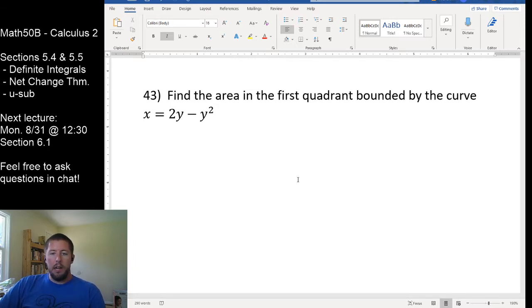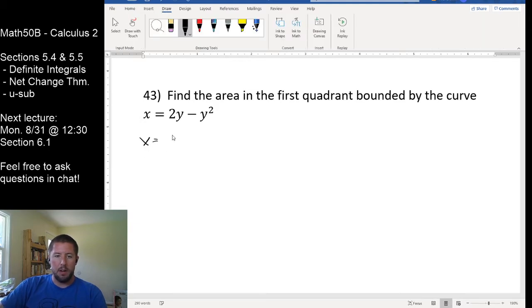So find the area in the first quadrant bounded by the curve x equals 2y minus y squared. I am guessing that the first thing that you see here that bothers you is the same first thing that bothers me, which is that this is an equation that is not in terms of y equals, but is rather in terms of x equals. So I want to think to myself, what do I think this looks like? Drawing a graph is certainly the most important thing we could do first here.